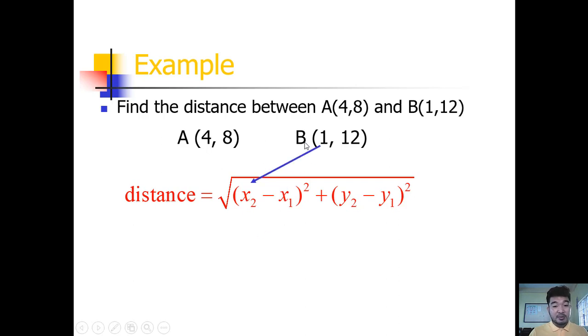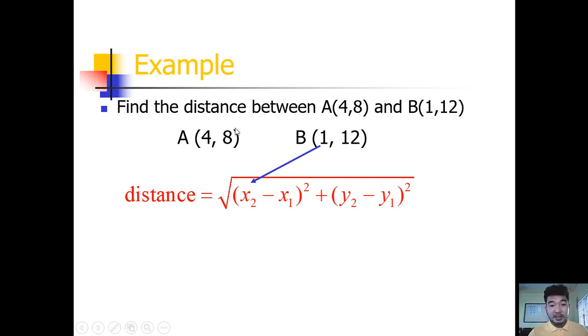So our x sub 2, so pangalanan natin ito. Sa A, we have 4,8. Ibig sabihin, ang x natin dito ay 4, ang y ay 8. In point B, our x is 1 and our y is 12. So para makuha natin itong nasa formula, we name this 4 as x sub 1. So ang kapartner niya ay si y sub 1. And then B, si 1 ang ating x sub 2 and 12 is our y sub 2.